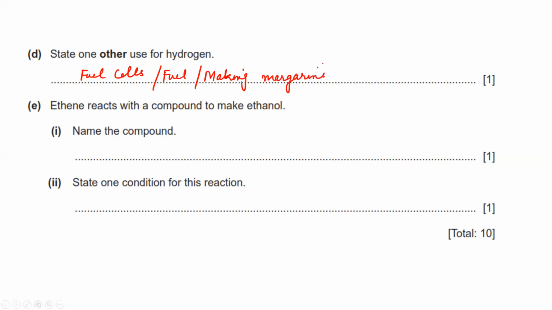Okay. Then part E, ethene reacts with a compound to make ethanol. So remember, C2H4 reacts with something, and that gives you C2H5OH. Okay. And what would be that compound? So remember, one extra component that is coming is O, the other is 2H. So this will be H2O. So the compound is water or steam.